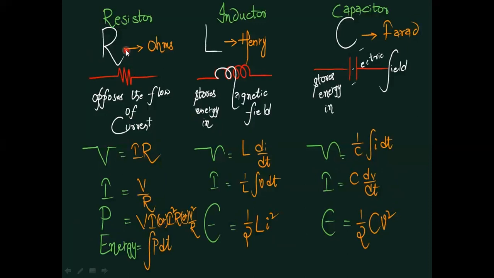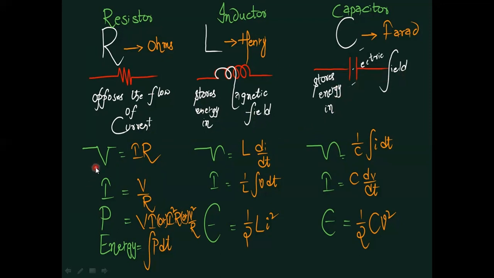And these are the basic electrical elements here: resistor, inductor, capacitor. The unit for resistance is ohms, for inductance it is Henry, and for capacitance it is farad. The main behavior of a resistor is that it opposes the flow of current. An inductor stores energy in a magnetic field, and a capacitor stores energy in an electric field.